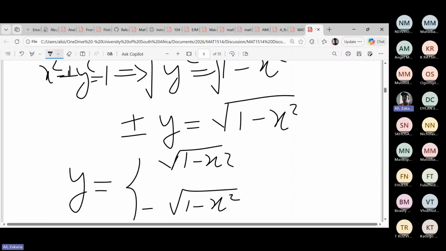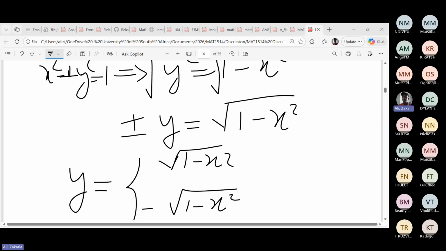So you see now, each one of them separately is a function on its own. One is for the y that is positive, and another one for the y that is negative. The first one is a function on its own, the second one is a function on its own. But the way they are at the start, x squared plus y squared equal to 1 is not a function.